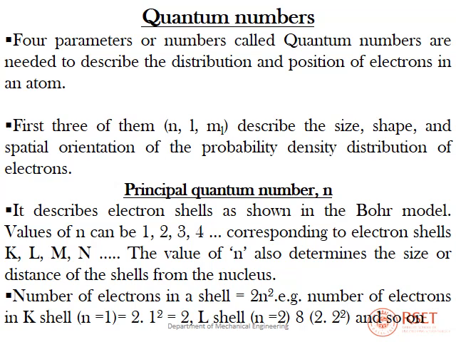And there is an equation to find the number of electrons in a shell, given by 2n². If we consider the first shell, 2 into 1 squared equals 2. The second shell is normally labeled as L, n equal to 2, so 2 into 2 squared equals 8. Likewise, we can find the number of electrons in a particular shell.